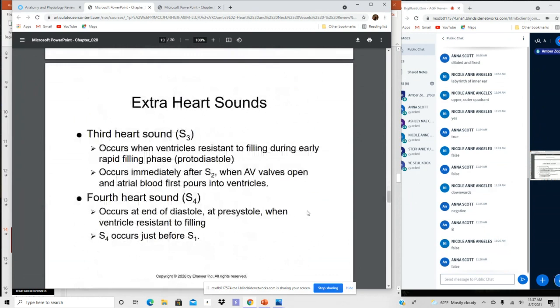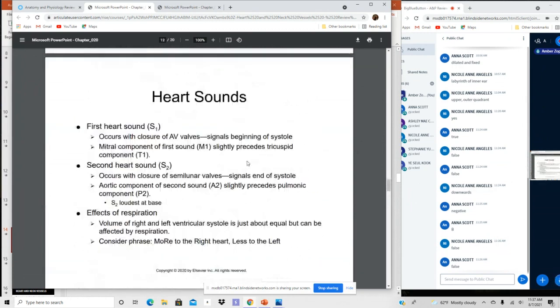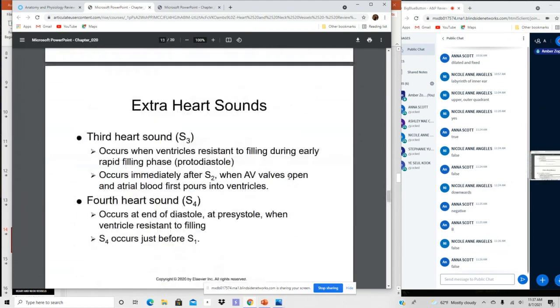Now there are extra heart sounds. Normally a person should only have 1 and 2, lub-dub. S1 is lub, S2 is dub. But extra heart sounds can occur. For example, S3 occurs when ventricles are resistant to filling during the early rapid filling phase, or protodiastole. It occurs immediately after S2, when the AV valves open and atrial blood first pours into the ventricles.